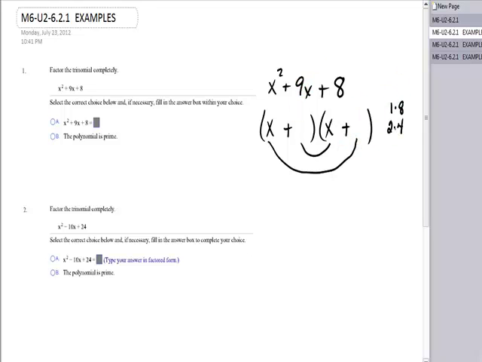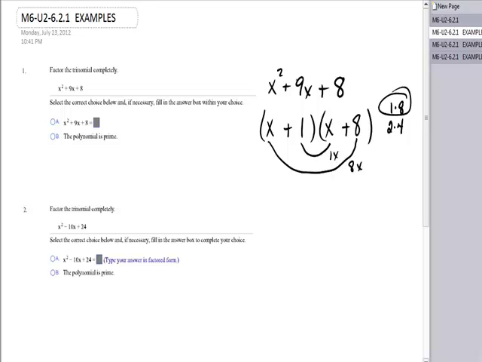Which of these can add up to be 9? Hopefully you see it's 1 and 8. So put them in there, but please check them. The outer product is 8x. The inner product is 1x. Those do add together to be 9x.